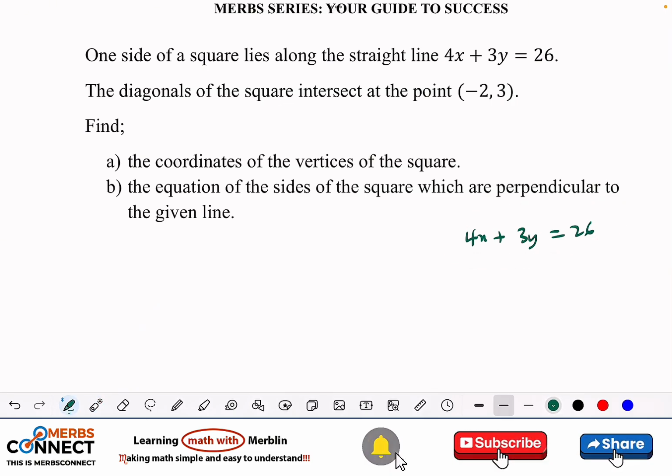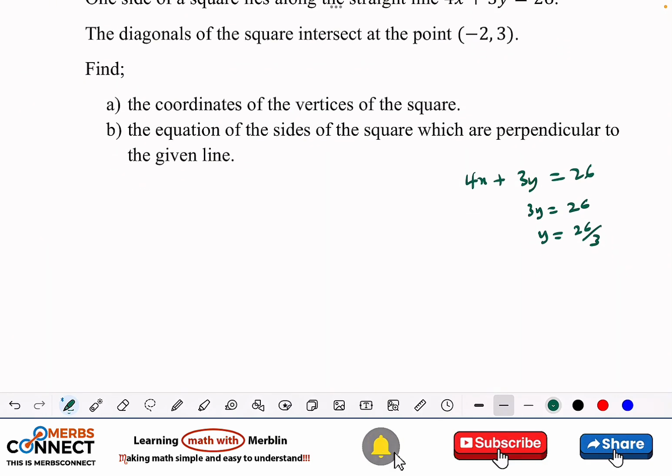So for us to sketch, this is a line. When x is equal to 0, we are going to have 3y is equal to 26, and then y will be equal to 26 divided by 3, right? So this is when x is equal to 0. So we have one coordinate: 0 and 26 over 3. Then we think about when y is 0. So when y is 0, we are going to have 4x is equal to 26, and x is going to be 26 divided by 4.